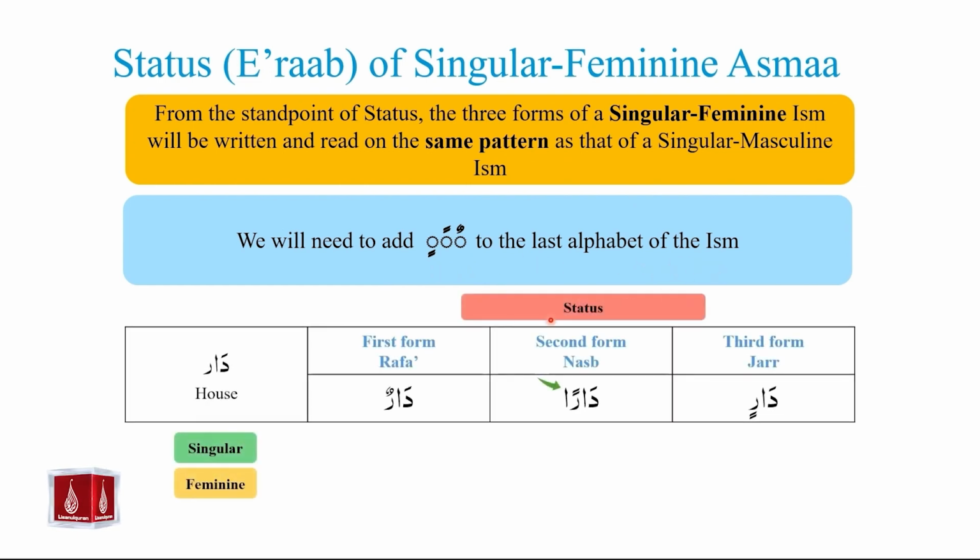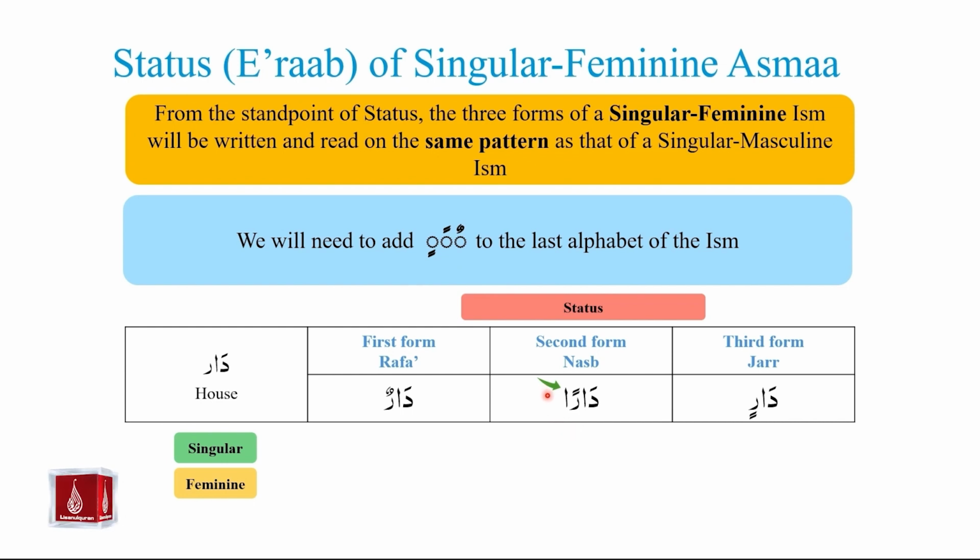Let us take the example of the word dar. Dar means house, dar is singular, and dar is feminine. So the ism dar in its first form or rafa status will be written as darun. We took the ism dar and we added a double pesh on the last alphabet to make darun. In its second form or nasab status, the ism dar will be daran. We took dar, we added a double zabar on the last alphabet, and we have daran.